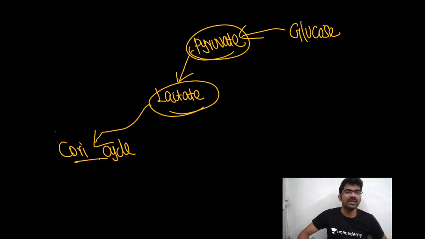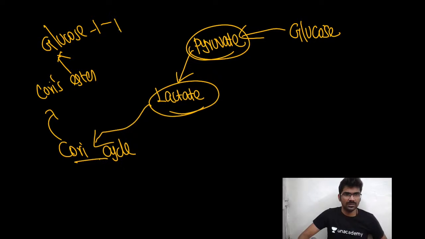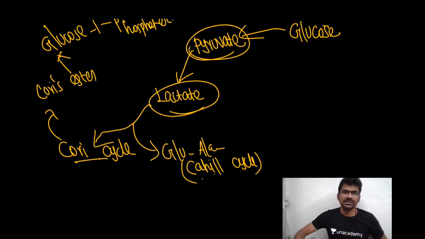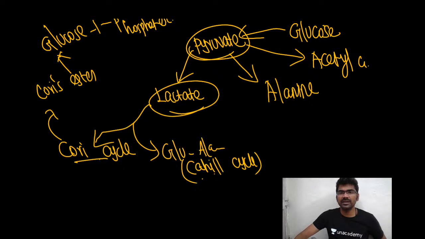When you study something like the Cori cycle, then what is Cori's ester? Cori's ester is glucose 1-phosphate. If there is the Cori cycle, there should be some other cycle, that is your glucose alanine cycle. What is the name of the glucose alanine cycle? It is the Cahill cycle. Then just think about pyruvate again. Go back to pyruvate. So pyruvate can become what? Alanine. What are the other fates of pyruvate? Pyruvate can become acetyl CoA.